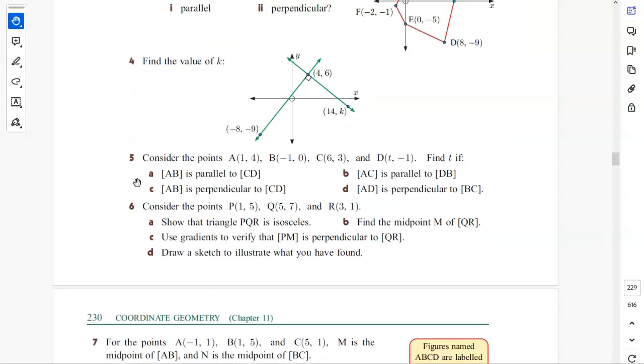You notice stuff comes up here. We're talking about gradients. We're talking about midpoints. We're talking about showing if a triangle is isosceles or not, so distance. So this exercise pulls it all together.